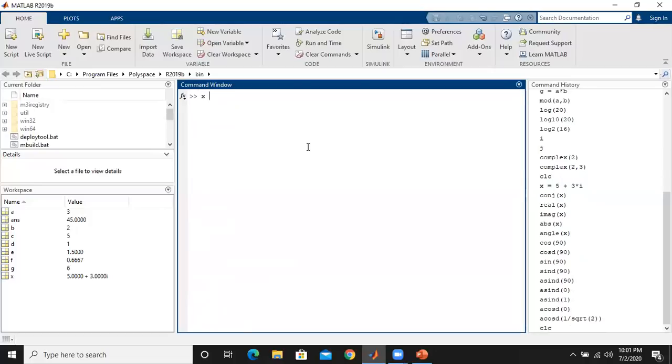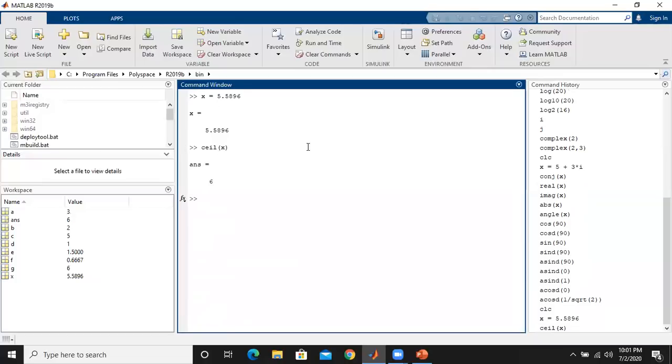Now, for example, we have a number like 5.5896. Now we just want to ceil it. So use the function ceil. When we use that function ceil, it moves that number towards the positive infinity, right? So here we have 5.5896. While moving from this number towards the positive infinity, the next integer is 6. So we get the answer as 6 here.